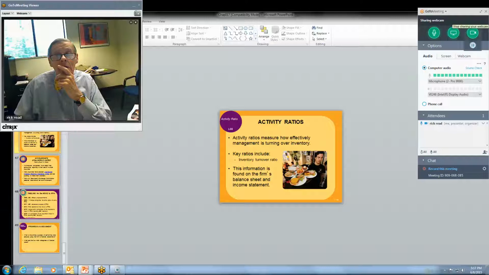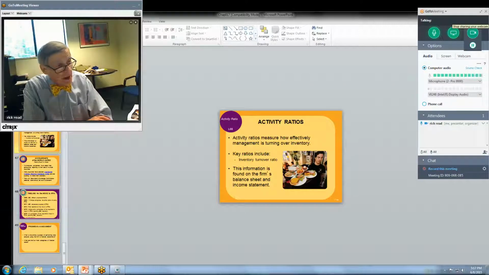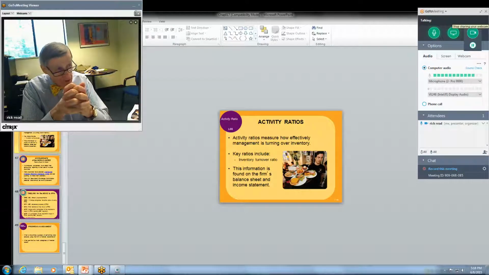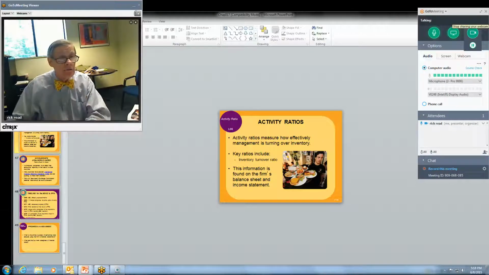Activity ratios look at how effectively inventory is being turned over. I've mentioned before, and I'll mention again, if you have a lot of inventory built up, it's costing you money. You have to pay storage. You have to pay utilities to keep it so it's not too cold, too hot, etc. So this is something that is a concern. If you're doing a good job of turning over inventory, it means you're selling what you're supposed to be selling, and you're using what you're supposed to be using to make the stuff that you want to sell. And again, you find this on the balance sheet and the income statement.